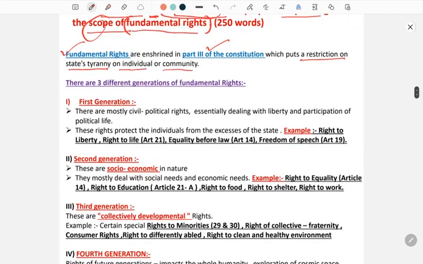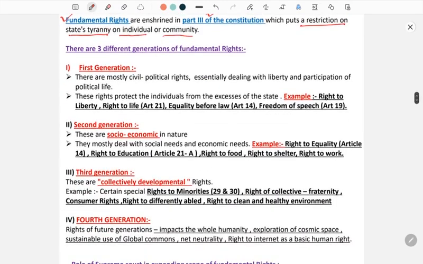So there are different generations of fundamental rights. First generation are mostly civil and political rights, essentially dealing with the liberty and participation of political life. So these rights protect the individuals from excesses of the state. Here you can give some examples like right to liberty, right to life, equality before law, freedom of speech. So all these examples come under the first generation of fundamental rights. Those are civil and political in nature.